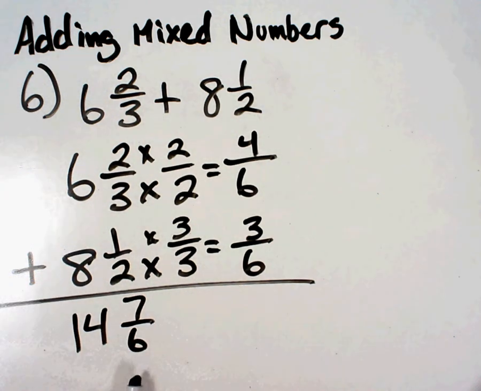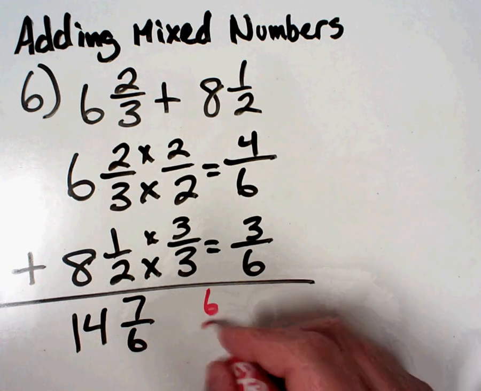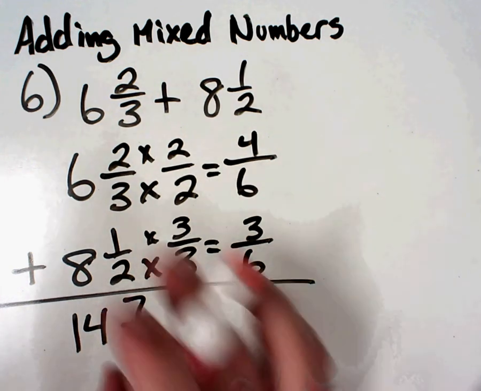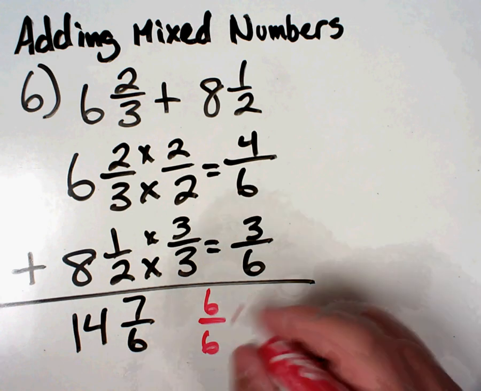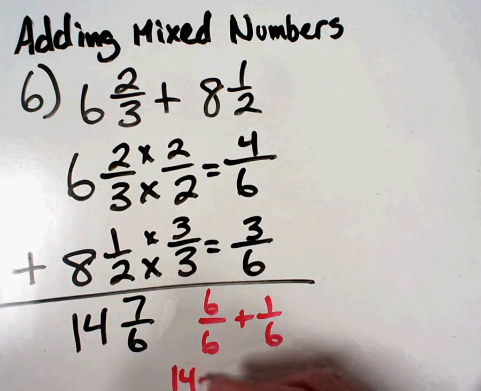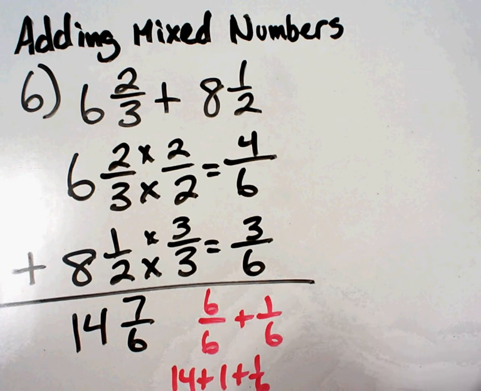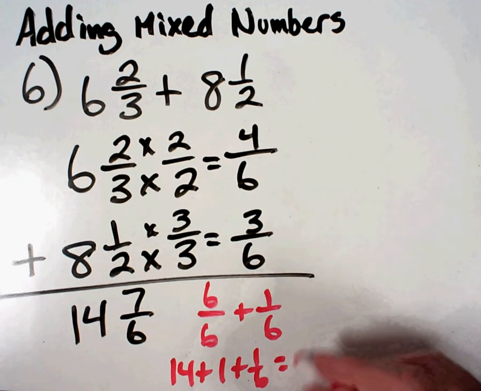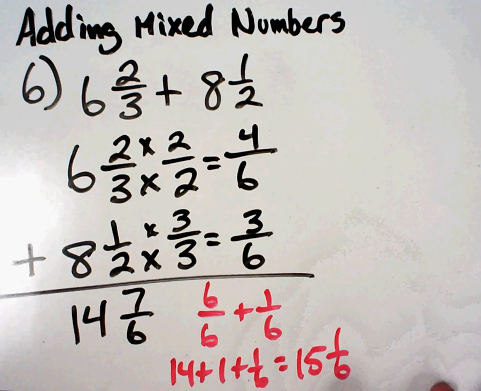Now because 7/6 is improper, I've got to change that to a proper fraction. Some of you will be able to look at this and say, I know that 6/6 is 1 whole. And so if I pull that 6/6 out, I'm going to be left with 1/6. And so this would become 14 plus 1 plus 1/6, which would give me 15 and 1/6.